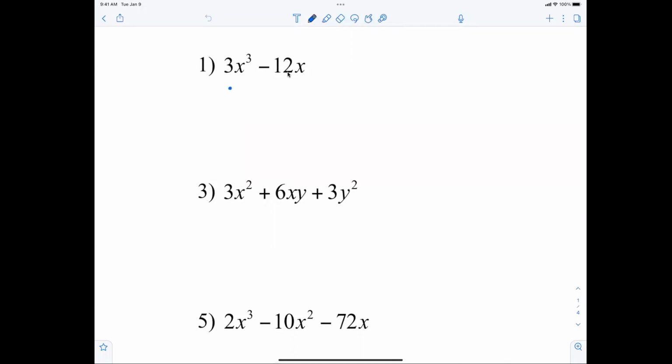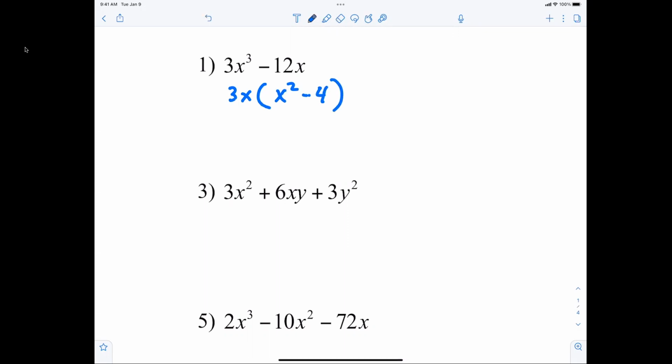Does everybody agree there is a common 3x? And if you don't know there's a common 3x, now's the time to speak up. And when you pull a 3x, remember, divide numbers, subtract exponents. Divide numbers, subtract exponents. So 3 divided by 3 is 1. And when I subtract, I end up with x squared. 12 divided by 3 is 4. So we have x squared minus 4.